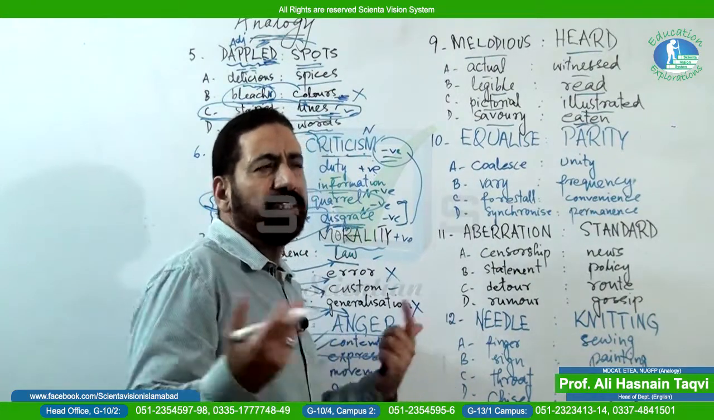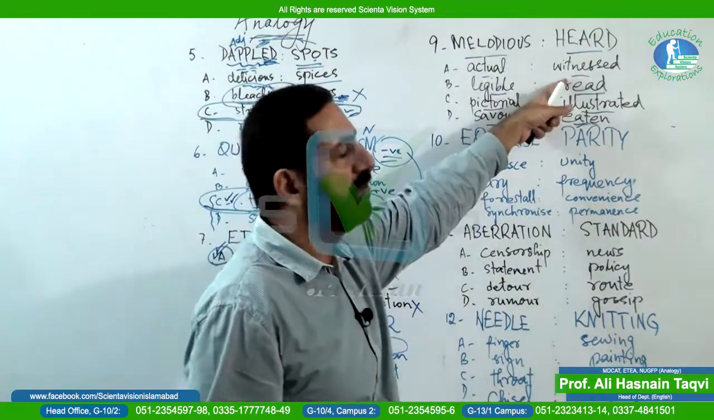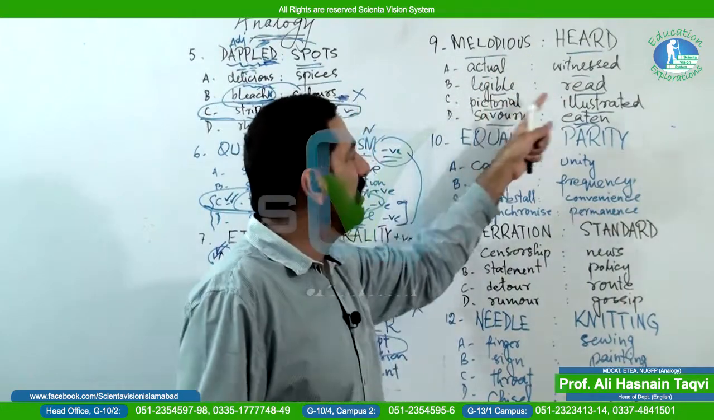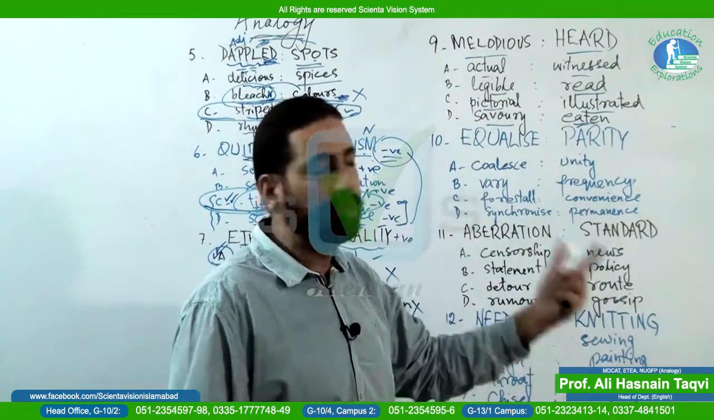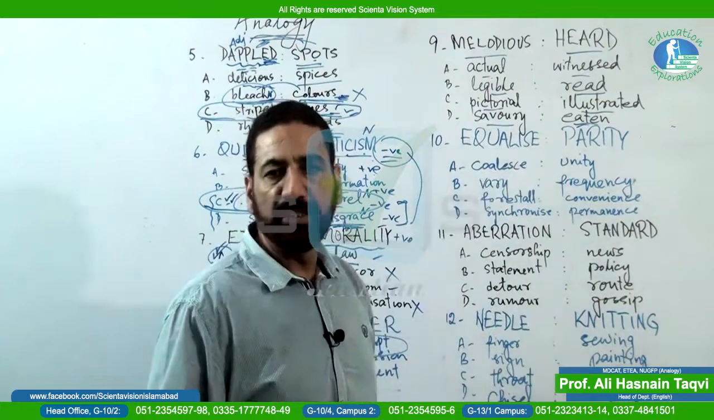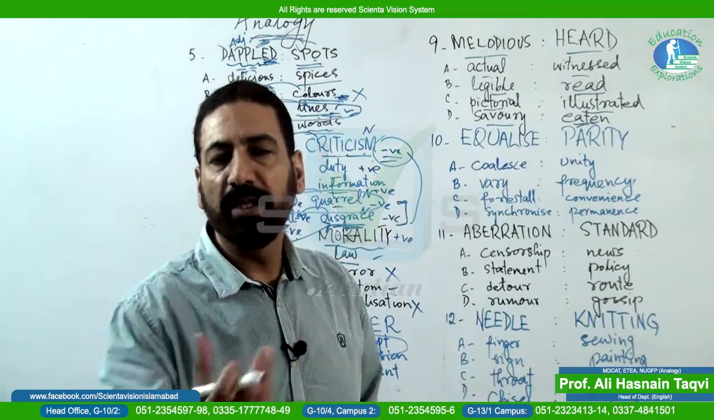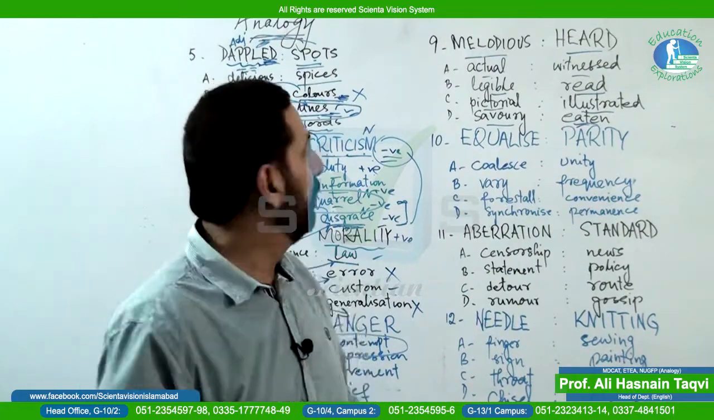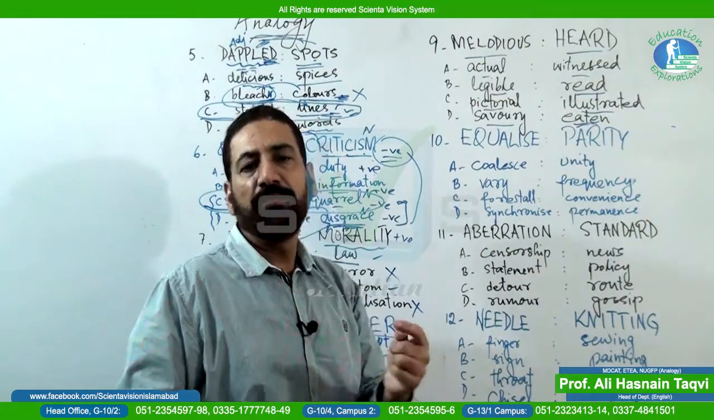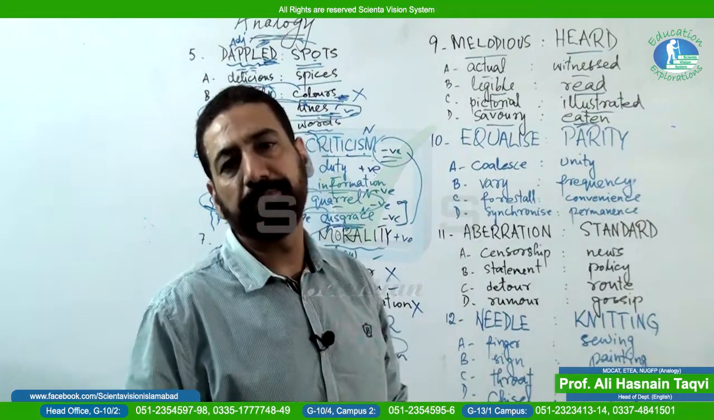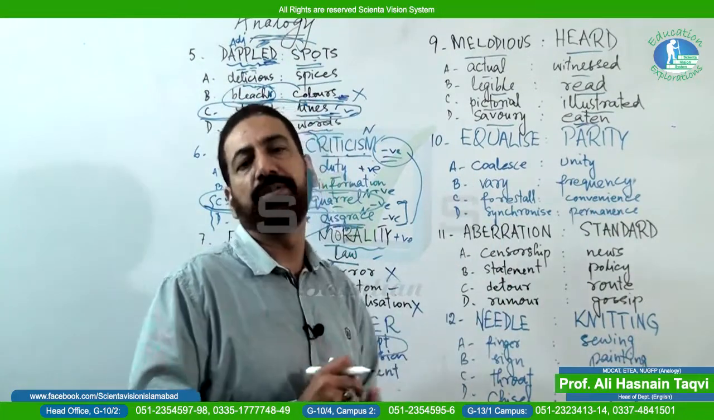Something melodious is heard. If we say this is the sentence, we try. Something actual is witnessed, yes. Something legible is read, yes. Something pictorial is illustrated, of course, yes. Something savory is eaten, yes. So every option seems likely. What does this convey to us? Simply that we have failed to link the original pair precisely. We have not established relationship there. That specific relationship which is available only on one option.